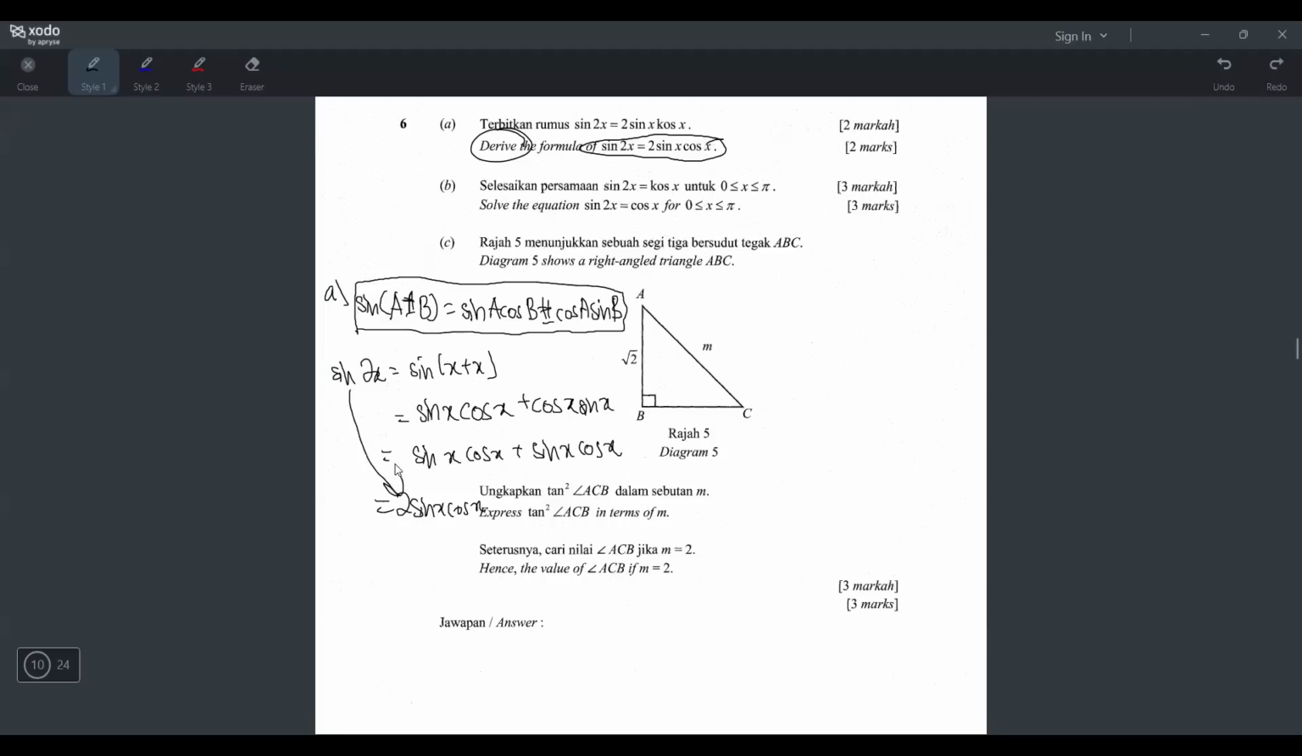So sin 2x is equals to this, right? So you can write the word derive. So this is how you derive the double angle formula for sin 2x. Okay, sudah siap. Let's do B.